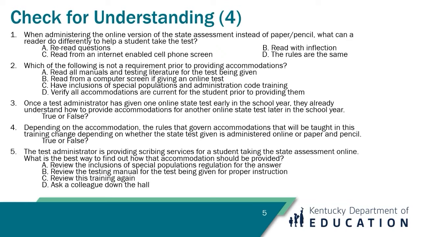Number 2, which of the following is not a requirement prior to providing accommodations? A. Read all manuals and testing literature for the test being given. B. Read from a computer screen if giving an online test. C. Have inclusions of special populations and administration code training. D. Verify all accommodations are current for the student prior to providing them. The answer is B. While this may be appropriate for students that have a human reader accommodation, this is not a requirement for administering state tests.